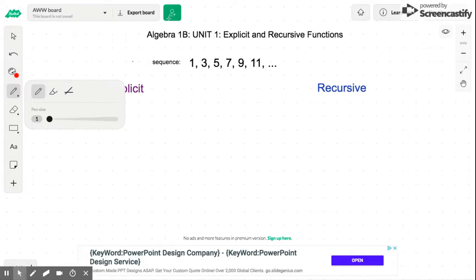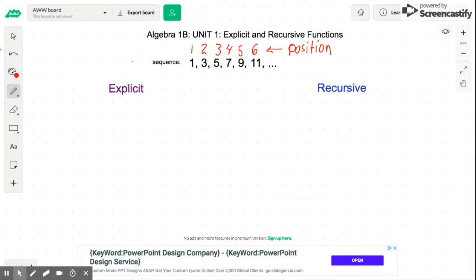Now, on top of my list, I'm going to add numbers in ascending order. These numbers are just the position of each value in my sequence. For example, the number in second place is 3, the number in third place is 5, and then the fourth position is 7.